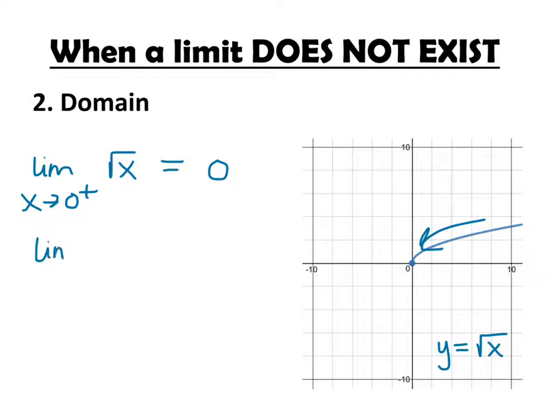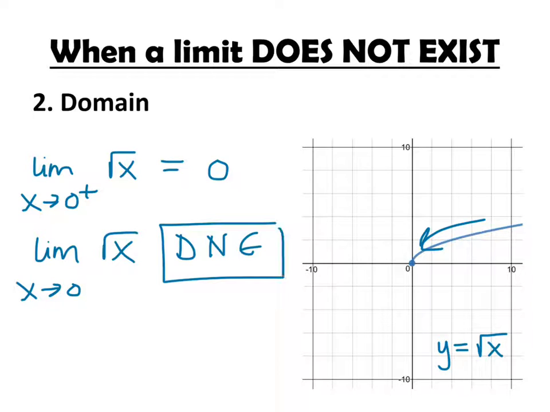For that reason, we say the limit as x approaches 0 of square root x does not exist. You could think of that as two one-sided limits are not equal because you cannot take one of the one-sided limits, the limit coming from the left of 0.